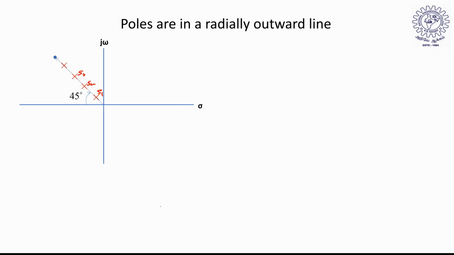All are having the same radially outward line, that is, their angle with respect to the negative real axis, the line joining the pole and the origin, remains the same, which indicates that this theta is nothing but your cos theta. If theta is the same, your zeta remains the same. If zetas are the same, what is the indication? Your peak overshoots are the same for all the systems.